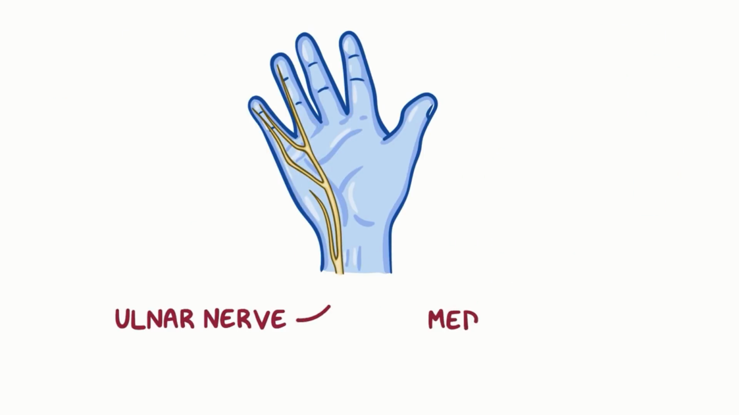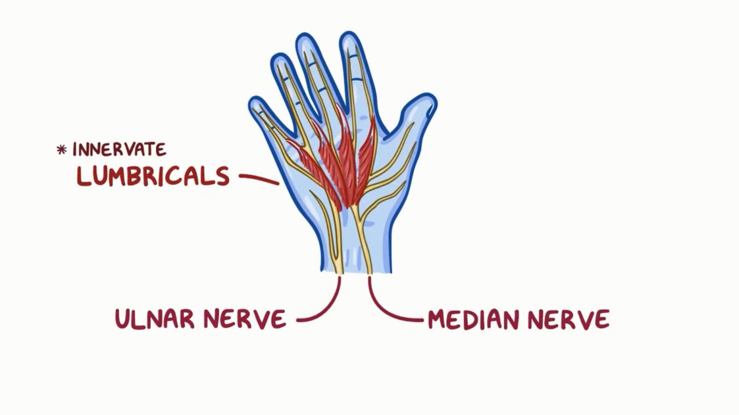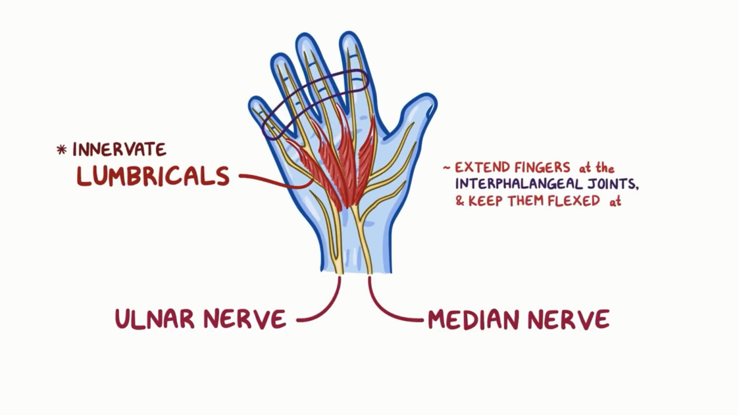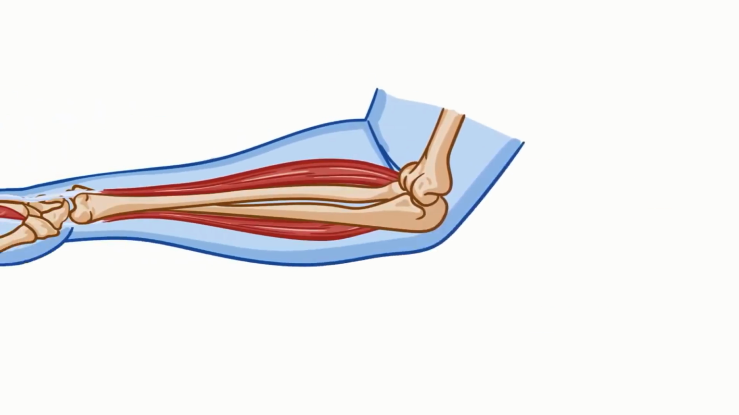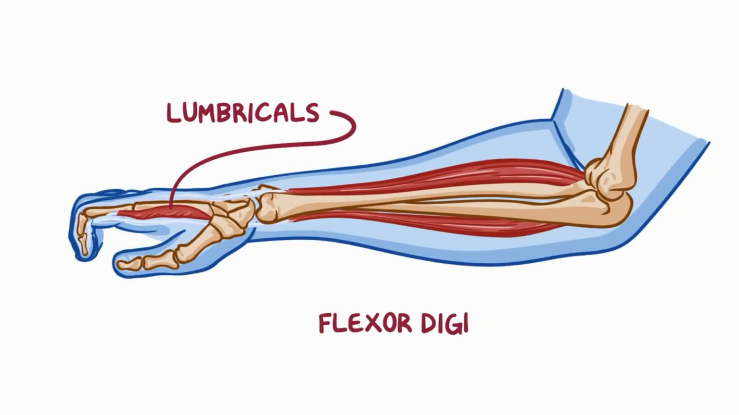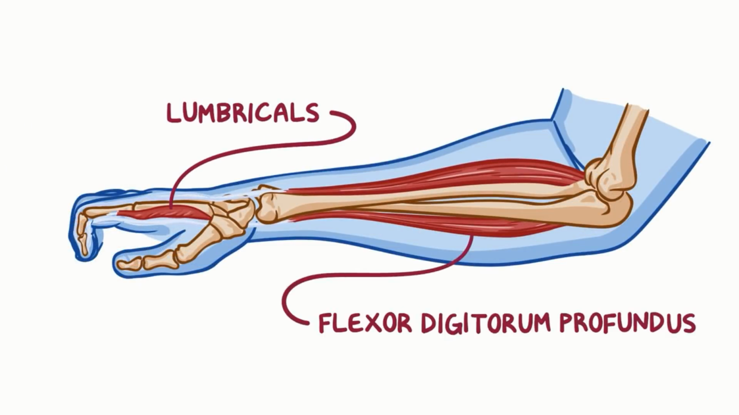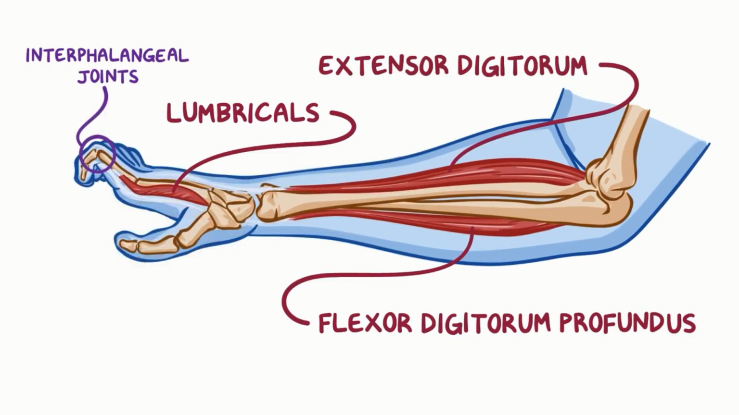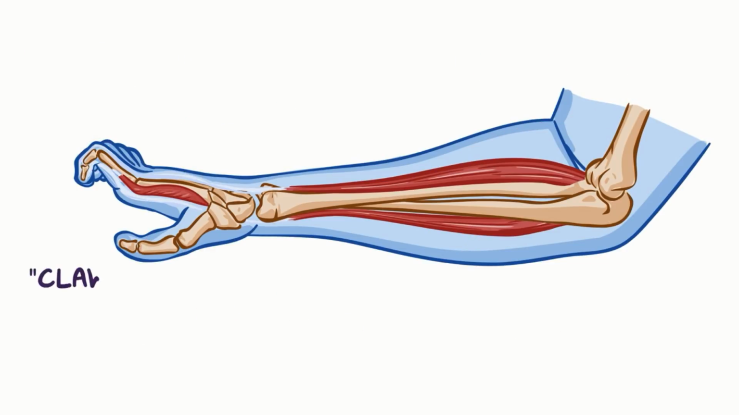Finally, both the ulnar and median nerves innervate the lumbricals, which are 4 muscles that extend the fingers at the interphalangeal joints, and keep them flexed at the metacarpophalangeal joints. On the contrary, muscles of the forearm oppose the action of the lumbricals. These muscles include the flexor digitorum profundus, which flexes the fingers at the interphalangeal joints, and the extensor digitorum, which hyperextends them at the metacarpophalangeal joint. When the ulnar and median nerves get damaged, muscles in the forearm override the action of the lumbricals, causing the hand to look like a claw.